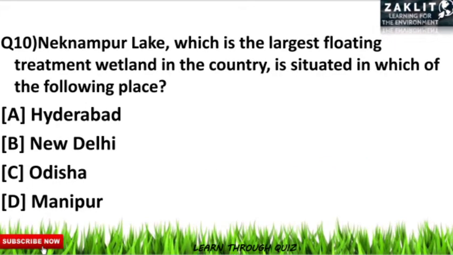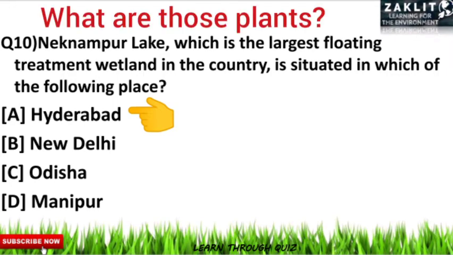The final question was, Neknampur Lake, which is the largest floating treatment wetland in the country, is situated in which of the following place? And here the correct option will be option number A. It is situated in Hyderabad. So the plants planted on the floating treatment wetland can clean the lake by absorbing the nitrates and other pollutants in the water. So you have to tell me the name of those plants in the comment section.